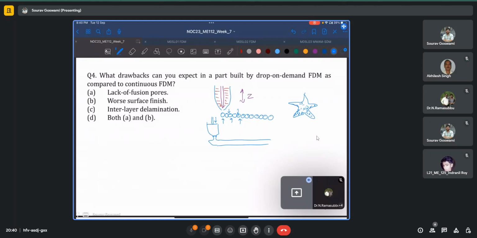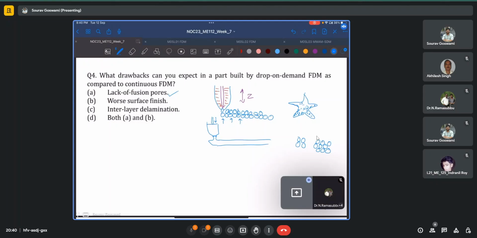Also, when I'm depositing the next layer on top, based on my deposition strategy, whether I try to deposit one on top of the other, or I try to deposit them between these gaps in an attempt to cover them up, I will still encounter those interlayer porosities. And these are lack of fusion pores because of the lack of fusion between two adjacent drops. Again, the surface finish would be worse.